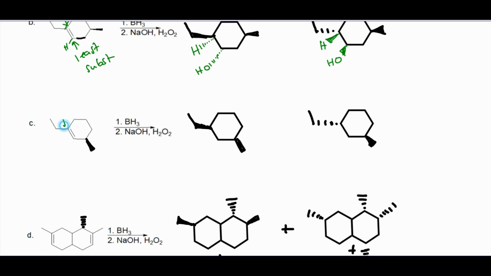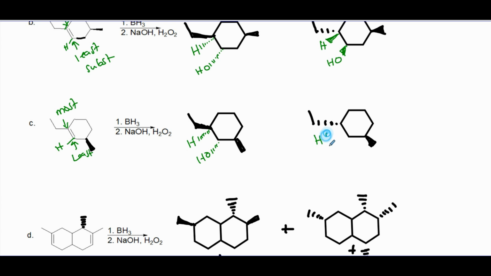Again, identify the most substituted carbon. So this is the most substituted carbon. The H should end up there, and this is the least, so the OH should end up there after the two steps. So we're going to put the H away, and that means the OH should be away. We are adding H and OH, anti-Markovnikov, not going through a carbocation intermediate, no shifts, no rearrangements.